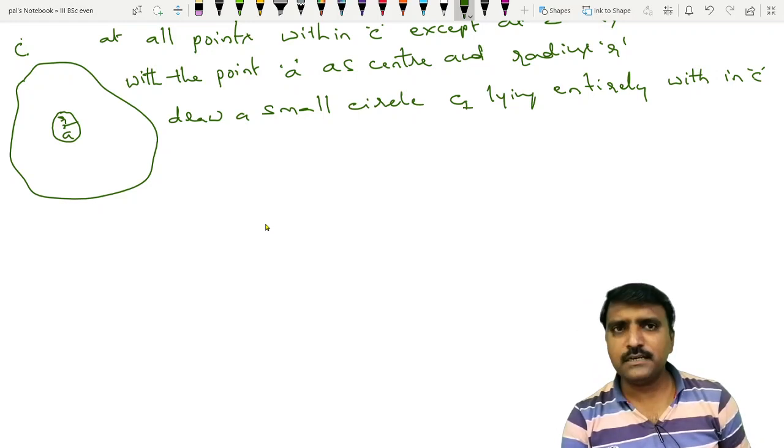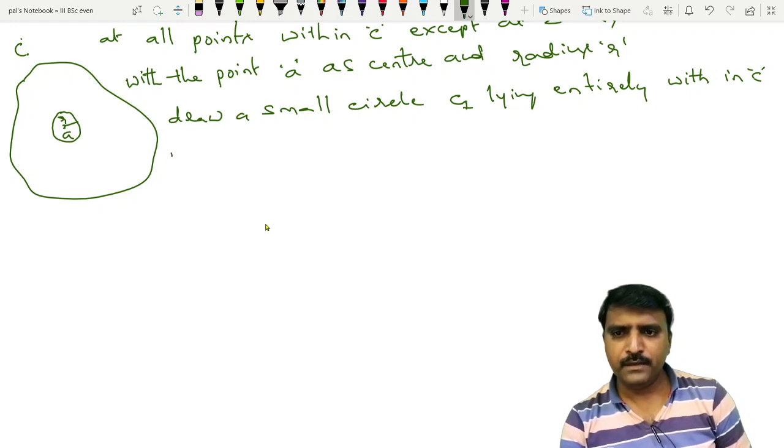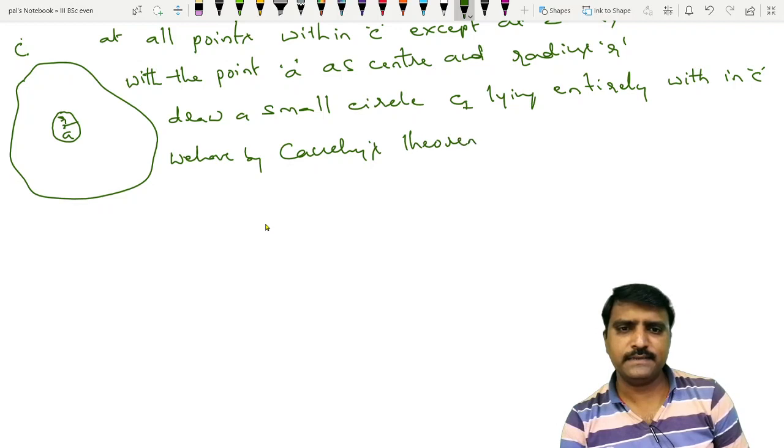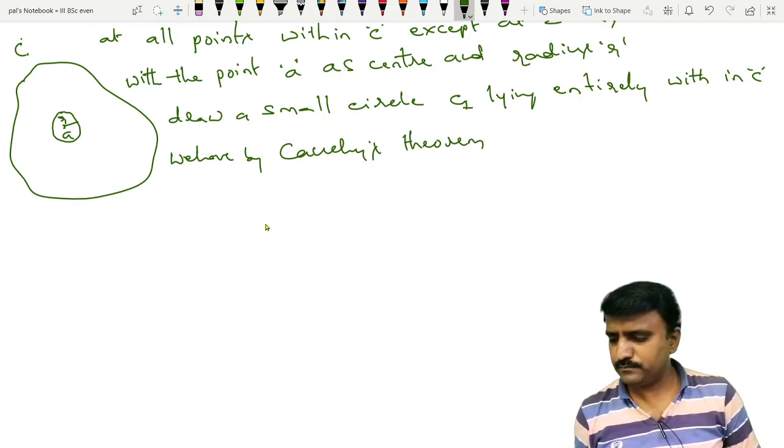So you can use Cauchy's theorem here, the consequence of Cauchy's theorem. So we have, by Cauchy's theorem, or you can write it as the second consequence, so we have by Cauchy's theorem here.